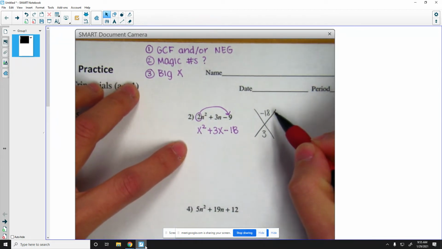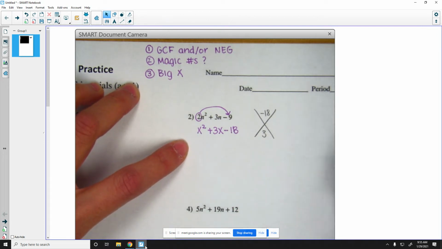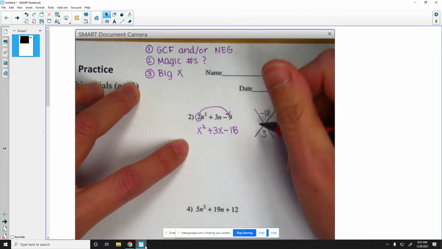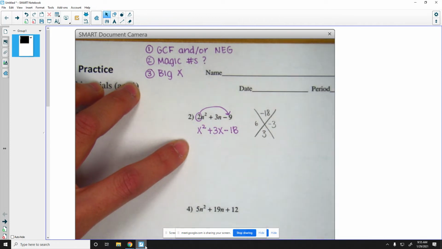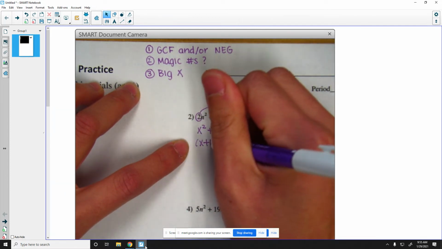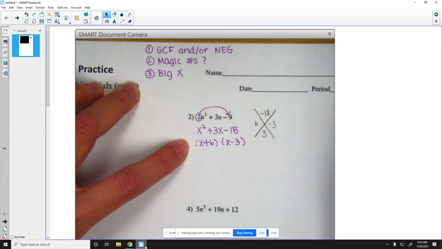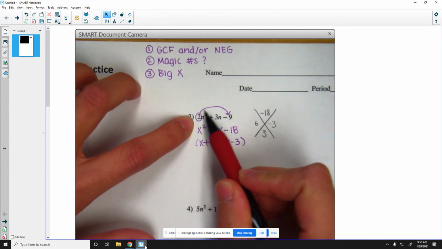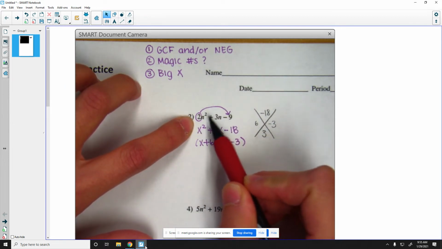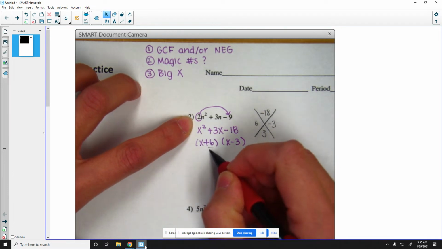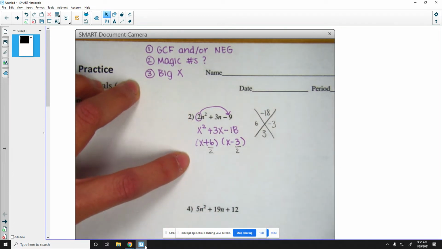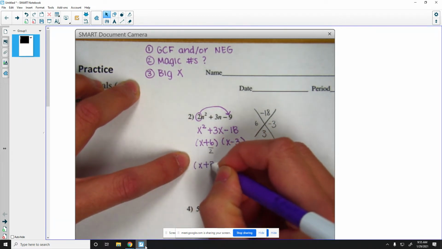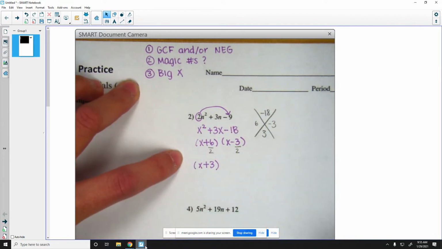But anyways, negative 18, positive 3. All right, what are the two numbers? 6 and negative 3. Okay, so I have x plus 6, x minus 3. Now what? Divide by 2. Thank you. Remember, since I see this big arrow, I know that there's one last thing I have to do. Since I times it by 2, now I have to divide by 2. So the final answer would be x plus 3, because 6 divided by 2 is 3. And then 3 over 2 cannot simplify anymore.